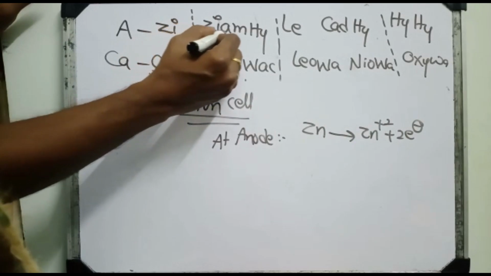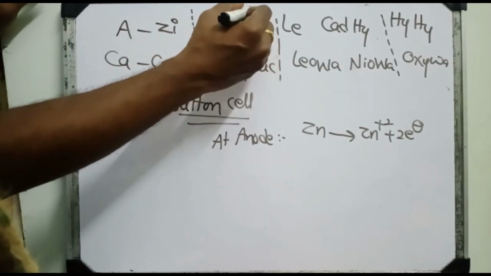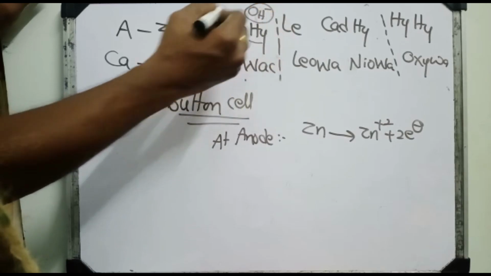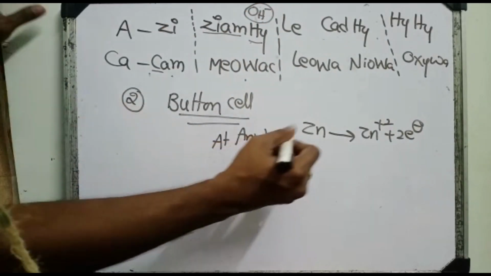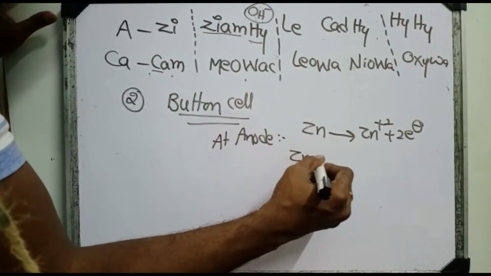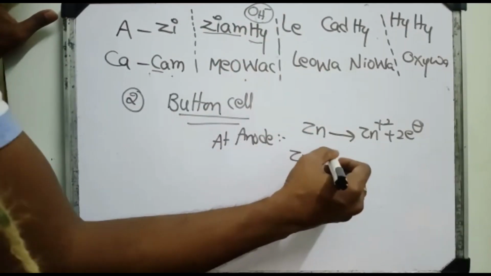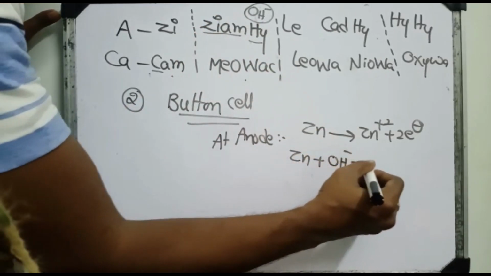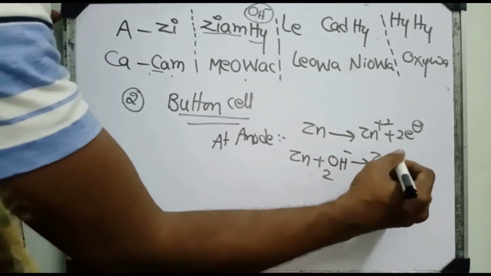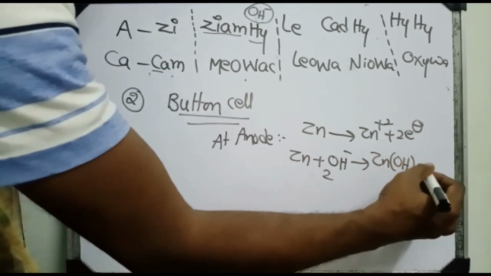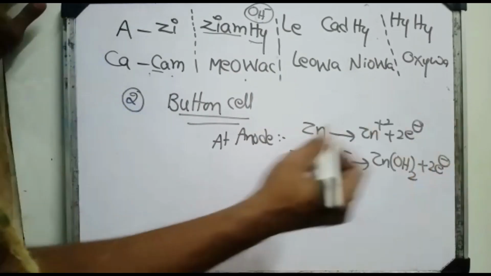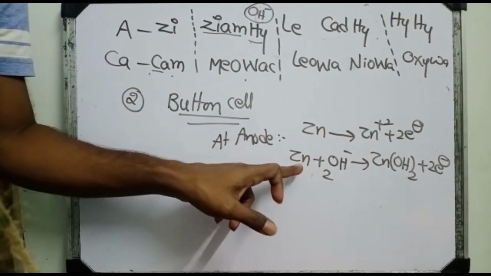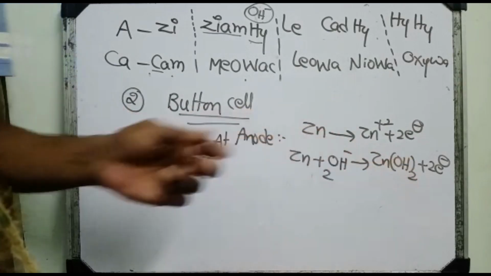Here zinc amalgam is anode, with hydroxide. Try to remember here: hydroxide. Otherwise you can take zinc absorbing NaOH or KOH solution. That's why you can take 2 moles of OH minus: Zn(OH)2 plus 2 electrons. In some books they write zinc as Zn2+, in other books like this. Both are the same.